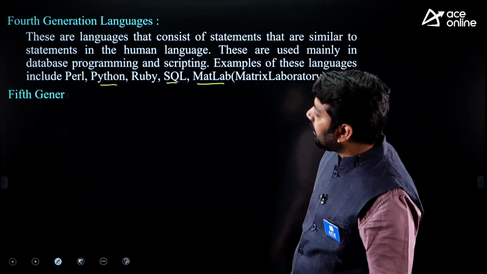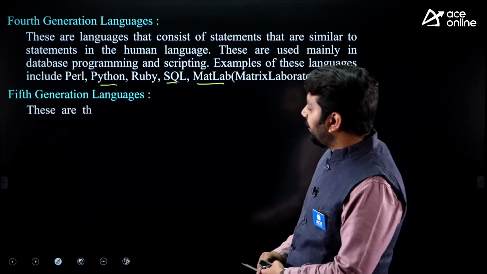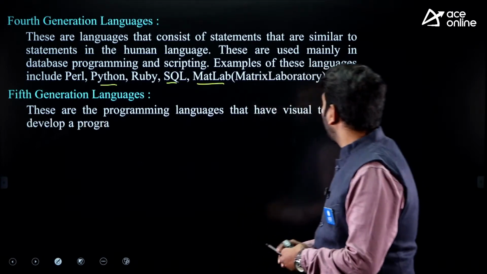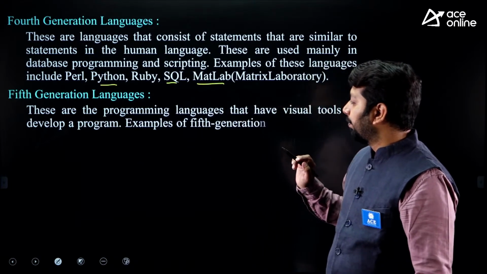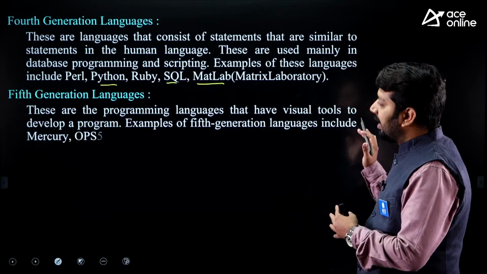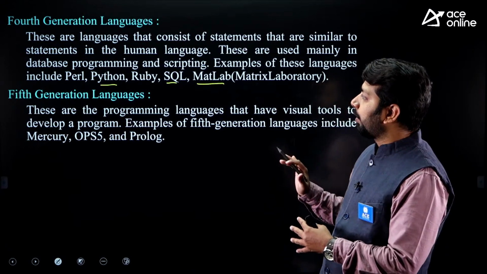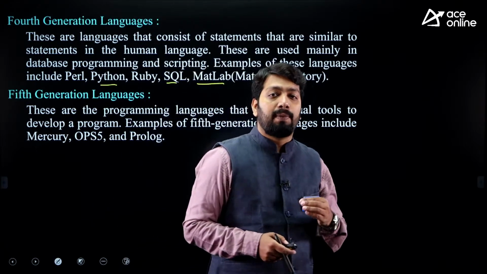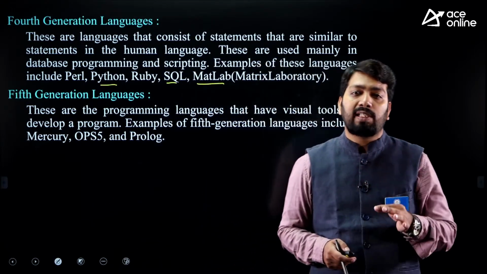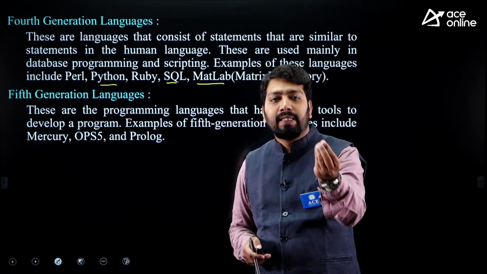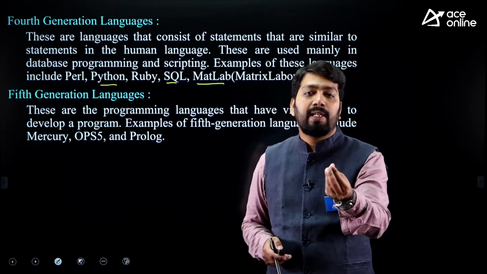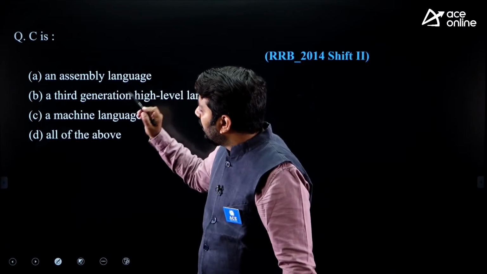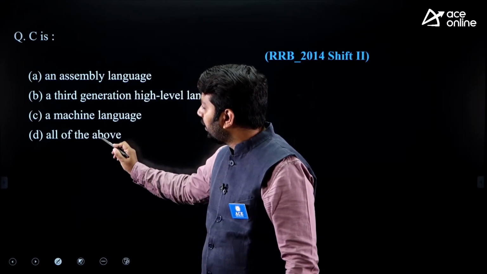Next is fifth generation language. What is fifth generation language? Fifth generation languages are the languages that have visual tools to develop a program. Examples of fifth generation language include Mercury, OPS and Prolog. But guys, I have seen the previous year question papers and most of the time they are going to ask about third generation programming language, which means they will ask where C belongs. Next question. C is an assembly language, third generation language, machine language, all of the above.